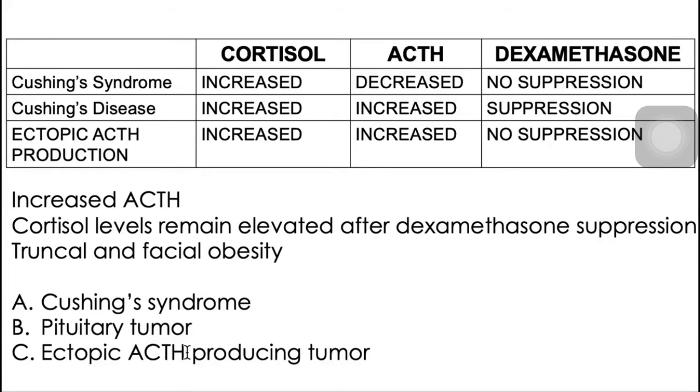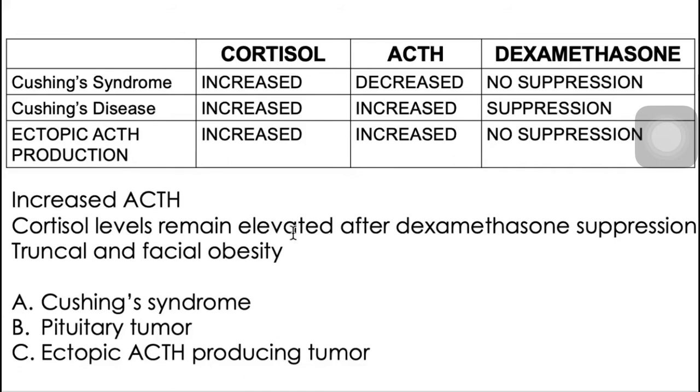Okay? So, pareho po dyan na mataas nga ang ACTH, mataas ang cortisol level. But to differentiate the two, we have your dexamethasone suppression. So, sa pituitary tumor, this one will be suppressed. So, kailangan maging normal si cortisol after administering dexamethasone suppression. While for ectopic ACTH producing tumor, it will not be suppressed. So, even after giving dexamethasone, the cortisol levels remain elevated.